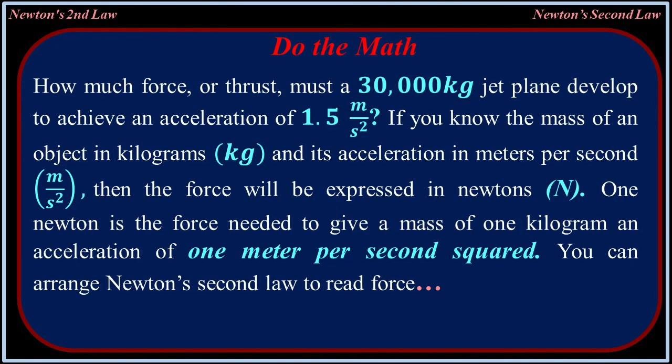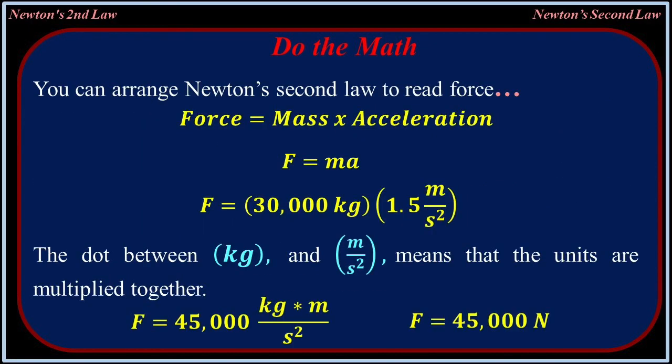How much force or thrust must a 30,000 kilogram jet develop to achieve an acceleration of 1.5 meters per second squared? If you know the mass of an object in kilograms and its acceleration in meters per second squared, then the force will be expressed in newtons. 1 newton is the force needed to give a mass of 1 kilogram an acceleration of 1 meter per second squared. You can arrange Newton's second law to read force. That is, force equals mass times acceleration, or F equals ma.